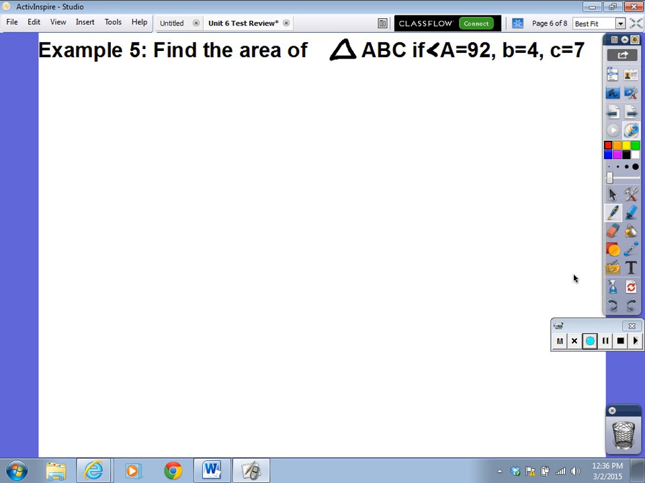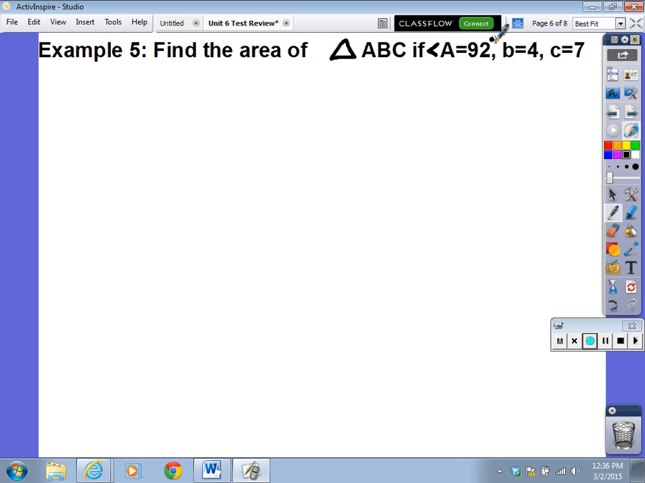Okay, so these are good ones. It says, find the area of triangle ABC if angle A is 92 degrees, if b is equal to 4, and if c is equal to 7. So the first thing I'm going to do is draw a triangle, and there will be a few like this, because he straight up told me he's going to make a lot of them like this, because it makes them require higher order thinking. So you have to be able to draw your triangle.